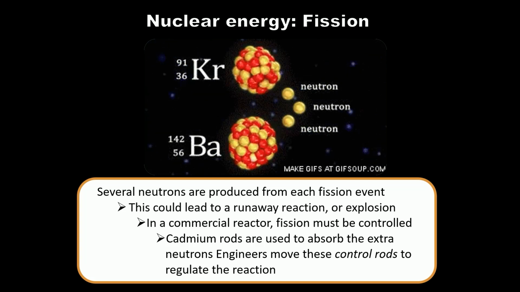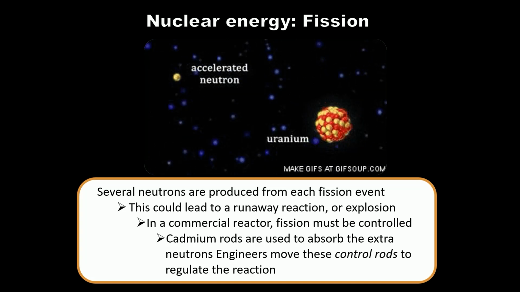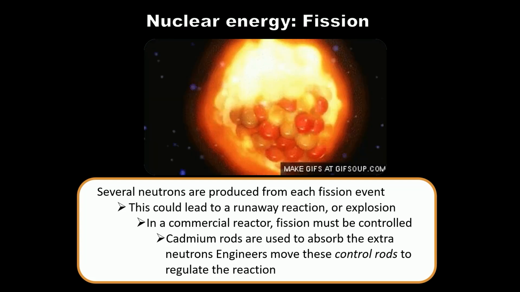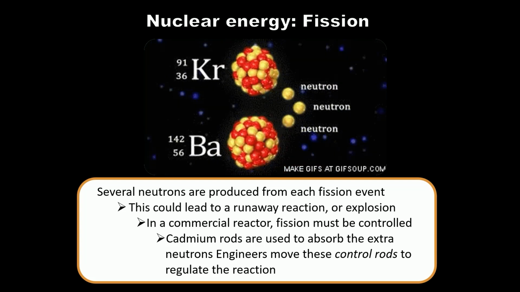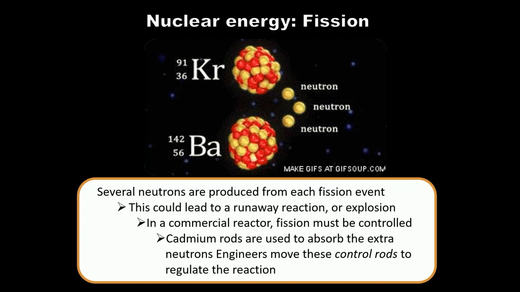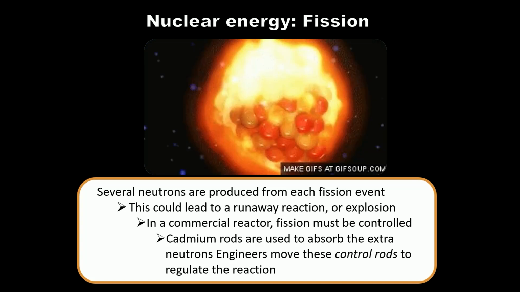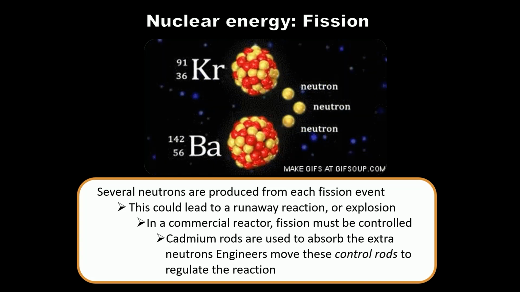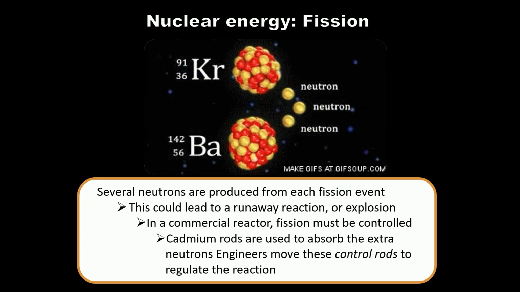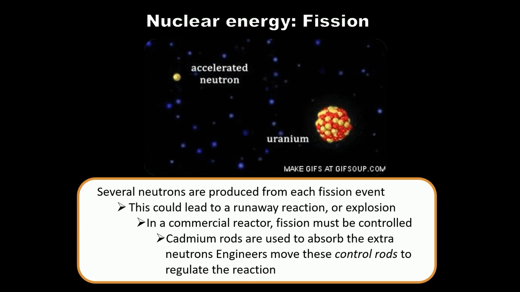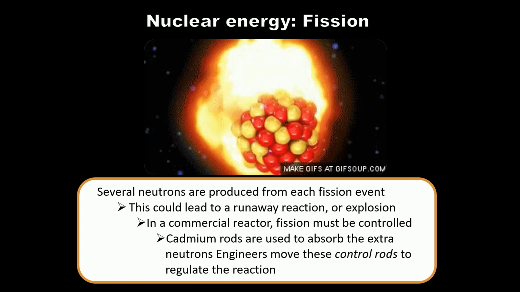Now, the number of protons in a nucleus determines what kind of chemical element it is. So if you break it in half a little bit unevenly, there's going to be a different number of protons in one chunk than there is in the other. So that's why it splits from uranium into krypton and barium.